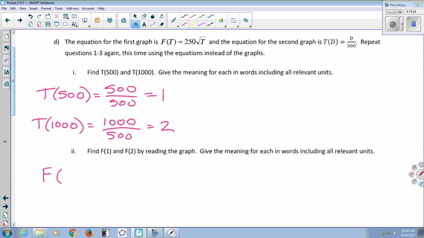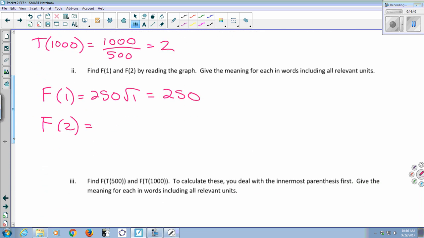F of 1 and f of 2. F of 1 would be 250 times the square root of 1, which is 250, which is what we got by looking at the graph. And f of 2, when we looked at the graph, we came up with 350 for this. Let's see what we get if we plug into the 250 times the square root of t formula. Need a calculator here. Okay, 250 times the square root of 2 is approximately 353.55, which is very close to what we got when we looked at the graph. We estimated 350.